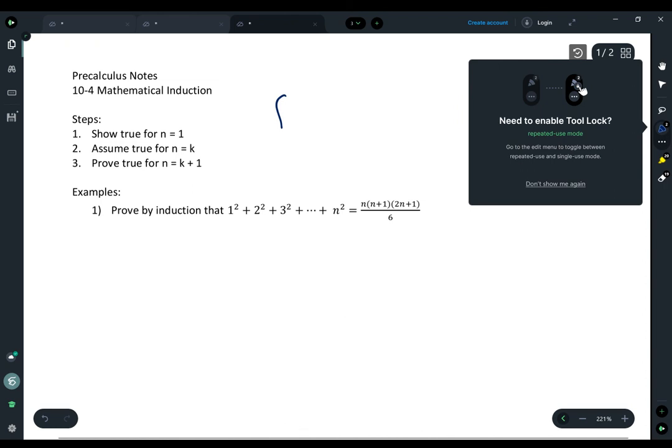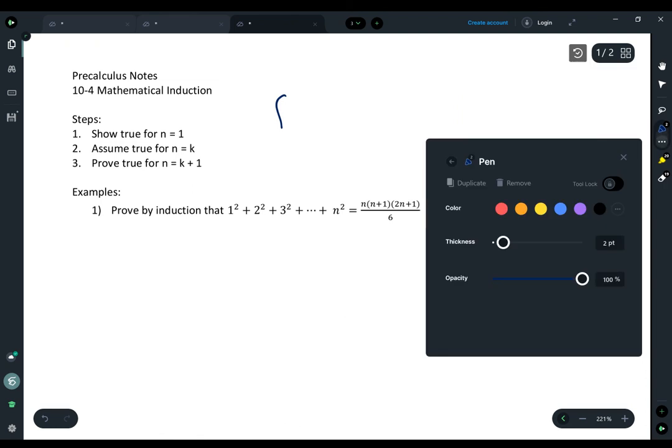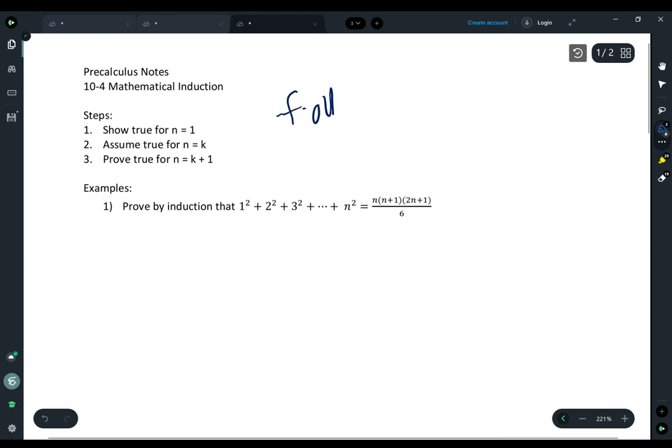Follow format. So we are doing these 3 steps every single time.